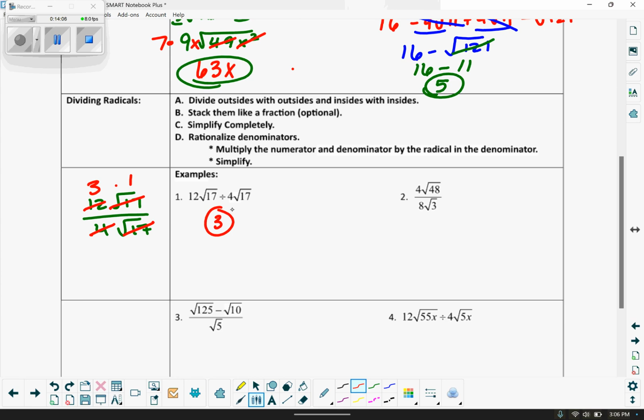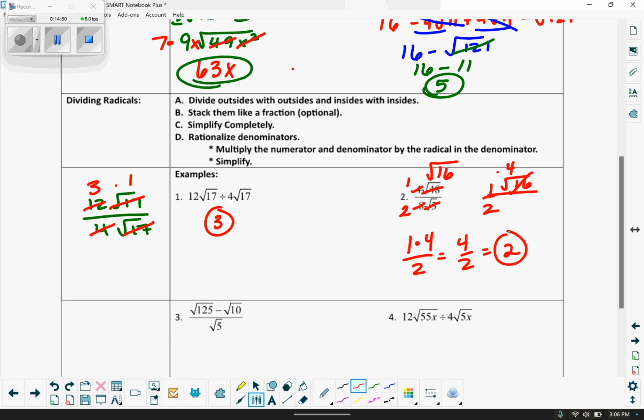The next one is set up for you, stacked. Okay, so 4 over 8 reduces to 1 over 2. Now 48 is divisible by 3, so 48 divided by 3 gives me the square root of 16. And now we know what the square root of 16 is. It's 4. So now I have 1/2 times the square root of 16. The square root of 16 is 4. So 1 times 4 divided by 2 is going to give me 4 divided by 2, which is going to give me 2.